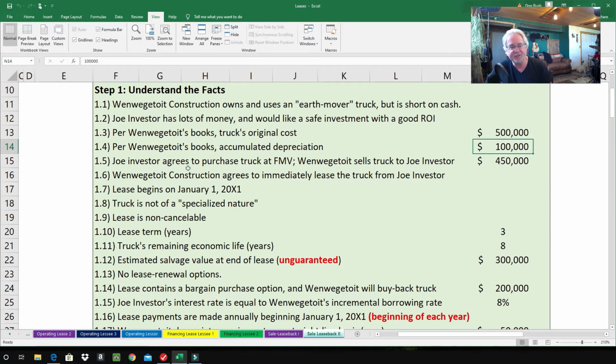Joe investor agrees to purchase the truck at fair market value. When we get to it, sells the truck to Joe investor for $450,000. Now that might be what's going on, and who knows, maybe even title to the truck passed to Joe investor. But you're going to see, since this is going to end up being a financing lease, when we get to it, is really not selling this truck.